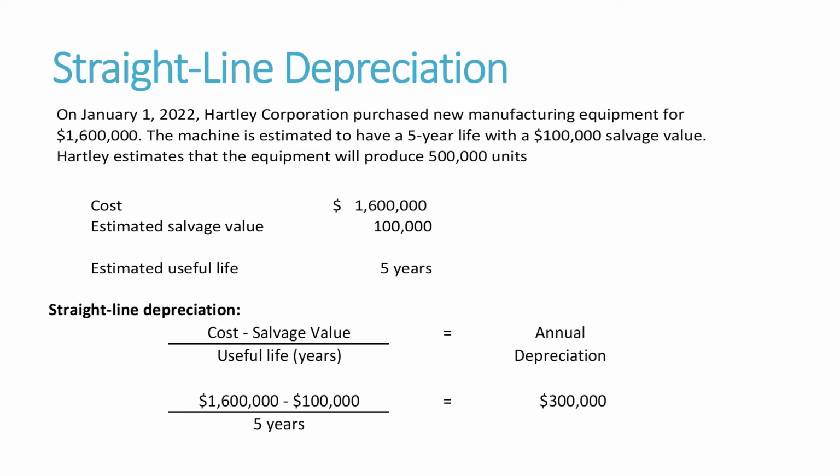So for straight line depreciation, we're going to take the cost and subtract out the salvage value. 1.6 million minus 100,000 is 1.5 million, and we refer to that number as depreciable cost, and it's the total amount that we want to charge to depreciation over the life of the asset. We divide that by 5 years, the useful life, and we get $300,000 as our annual depreciation amount. So for each full year that we use the asset, we want to charge $300,000 to depreciation expense.